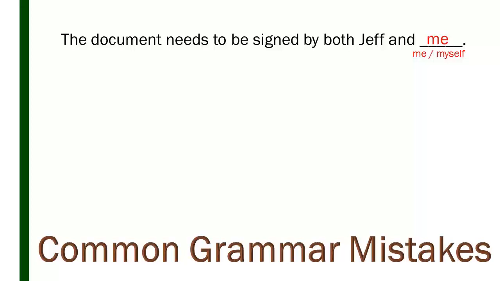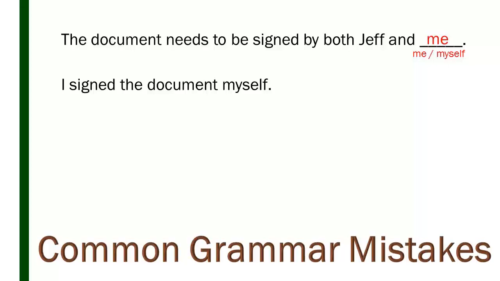An example of this is, I signed the document myself. As you notice, there is no object needed following our verb. We already have our subject who's doing the action, and that's why myself can be used at the end. When we are talking about people or things that are doing actions or being acted upon at the end of a sentence, that is when we need me.